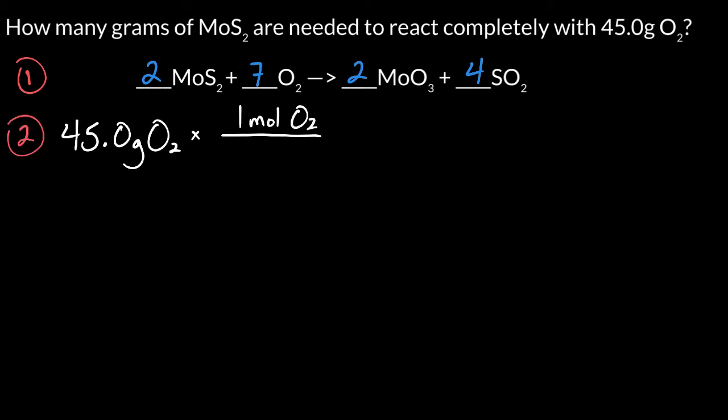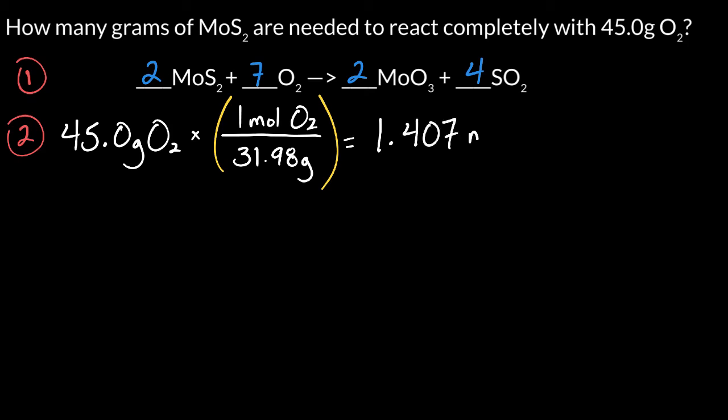Okay, now for the second step, I need to convert this 45 grams of O2 into moles of O2, and I'm going to do that by dividing it by its molar mass. So the molar mass of O2 is 31.98 grams. So you can see I've set up my conversion factor there. And in the calculator, we'll do 45.0 divided by 31.98, and we get 1.407 moles of O2.